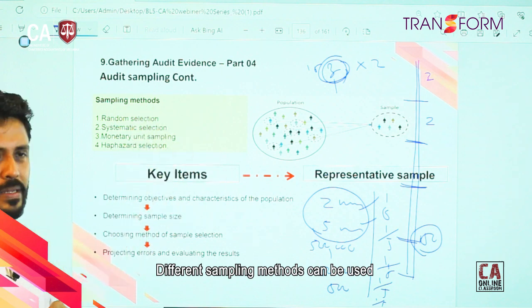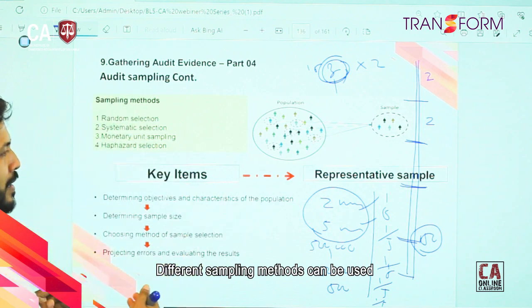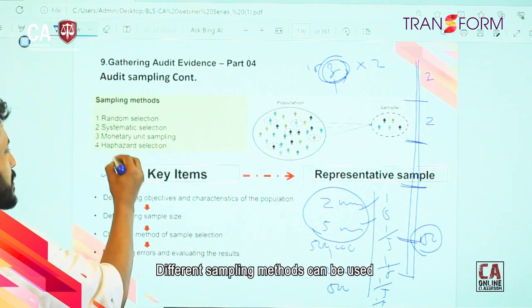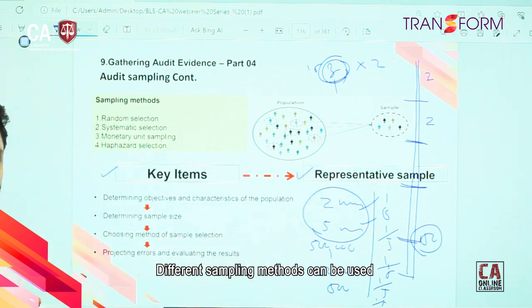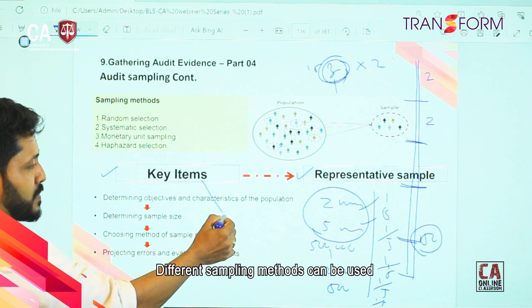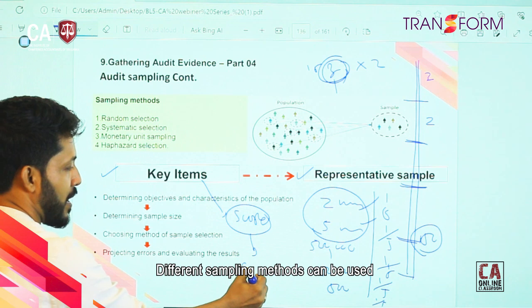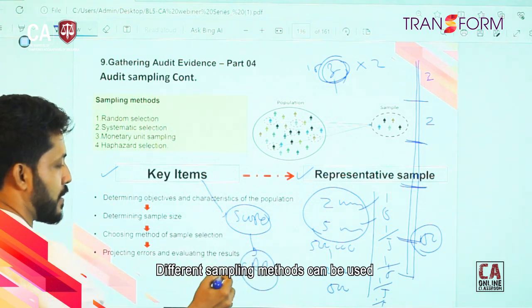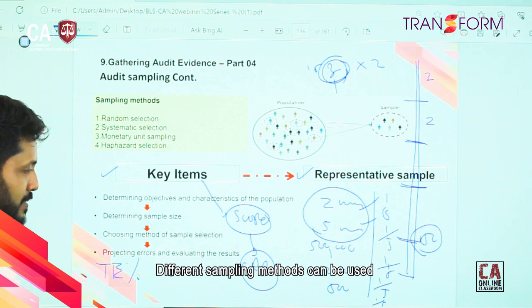Once you are selecting a sample, there are two different kinds of items in the population and the sample: key items and the representative sample. So you need to identify key items. Once you identify the key items, you can base it on your scope derived from the CRA, combined risk assessment. According to the combined risk assessment, you have tolerable error plus percentage, right? You can give that as the scope.